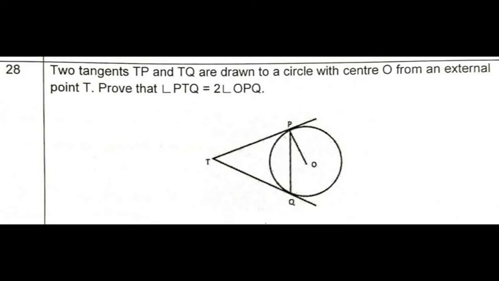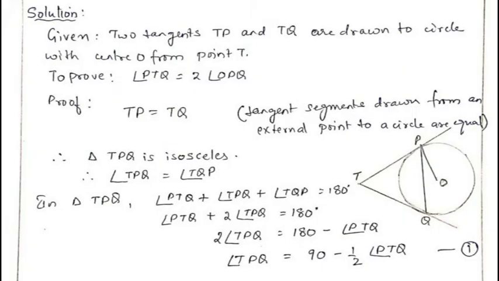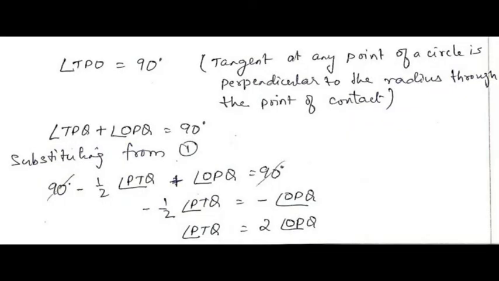Question 28. Two tangents TP and TQ are drawn to a circle with center O from an external point T. Prove that angle PTQ is equal to twice angle OPQ. So tangent segments drawn from an external point to the circle are equal, and we find that triangle TPQ is isosceles. Therefore, the angles are equal. Take angle sum property of a triangle. Angle TPO is equal to 90 degree, and therefore finally we get angle PTQ is equal to twice angle OPQ.